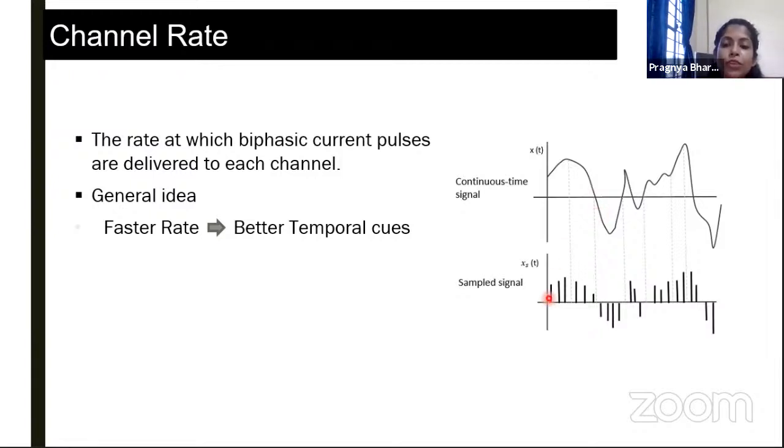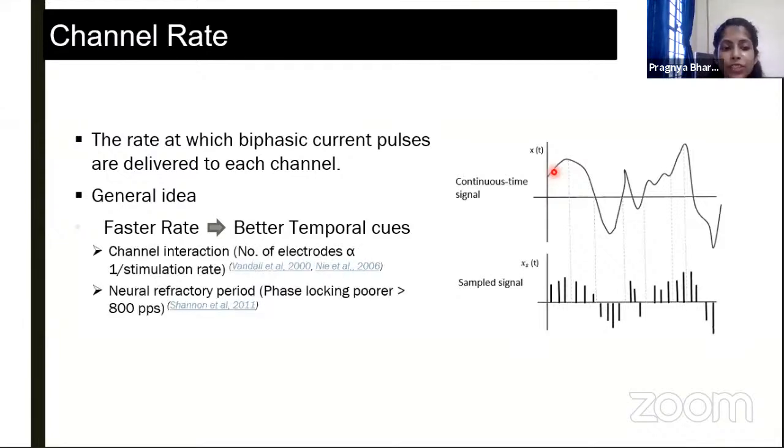So when we use a faster rate of stimulation, more of the durational variation of the overall waveform of the envelope of the stimulus can be represented with higher fidelity. So generally, a faster rate should result in better temporal cues. But does that mean we can use unlimited high rates of stimulation? We cannot. One of the main limitations is that we have to consider channel interaction. When we use a very fast rate of stimulation, especially if we stimulate multiple electrodes simultaneously, it can cause a huge amount of distortion.